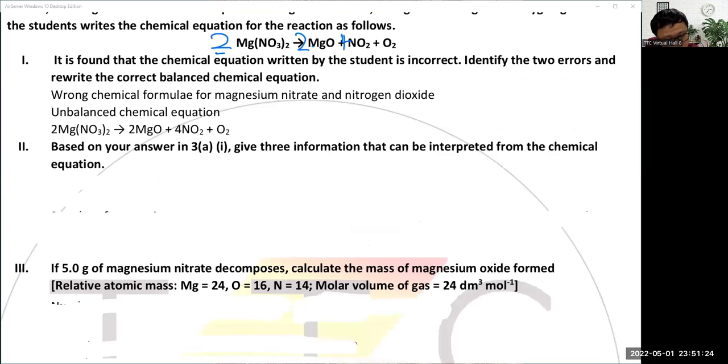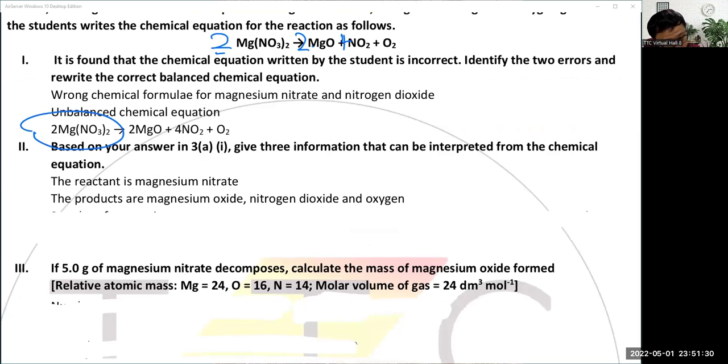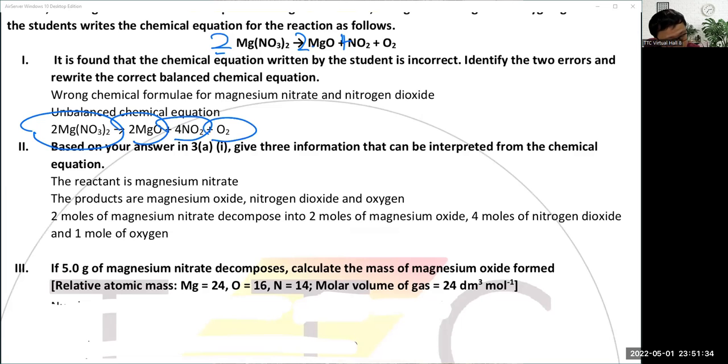Based on the equation, give me 3 pieces of information. So first information, the reactant is your magnesium nitrate. The product is your magnesium oxide, nitrogen dioxide gas, and oxygen gas. And then this is the ratio. 2 mole will decompose to form 2 mole magnesium oxide, 4 mole nitrogen dioxide gas, and 1 mole oxygen gas.